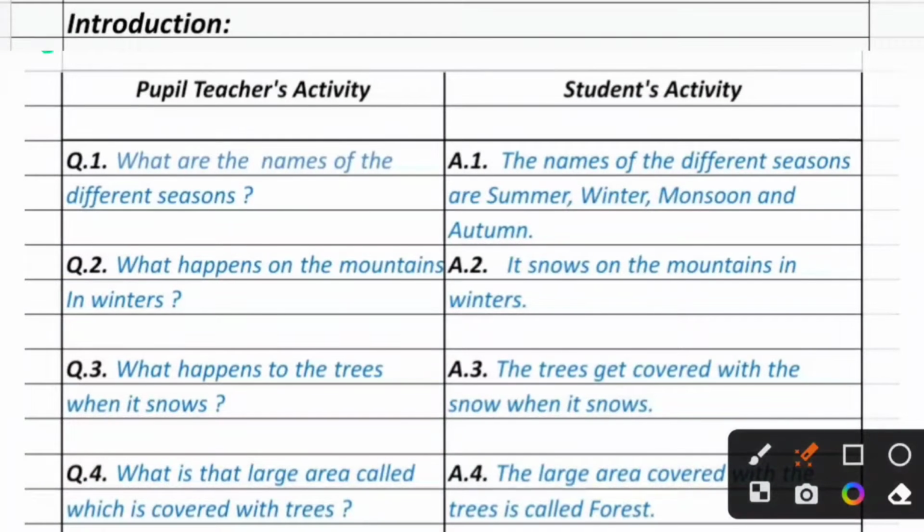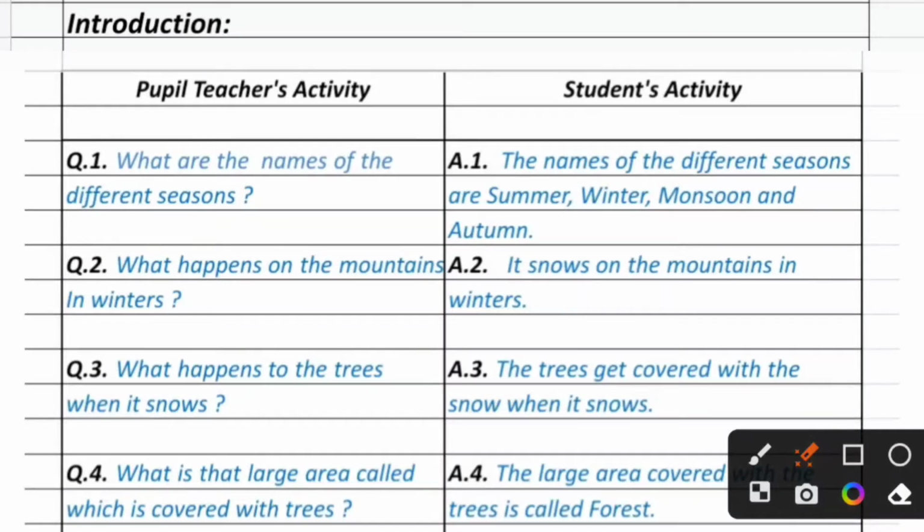The next heading will be introduction. Here we'll make 2 columns. One for the pupil teacher's activity and the other for the student's activity. If we wish to use any teaching aid for the introduction, then we can make 1 more column over here for that. And here we can ask 3 to 5 questions from the previous knowledge of the students. And we write the expected answers of these questions in the students' activity column.